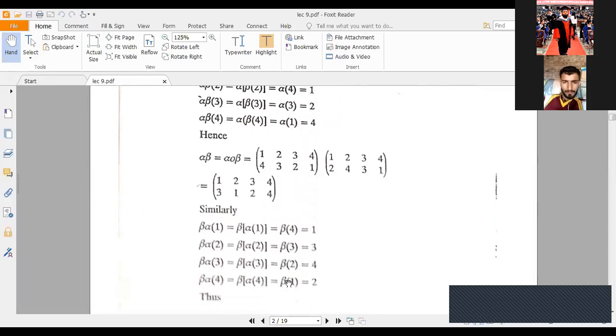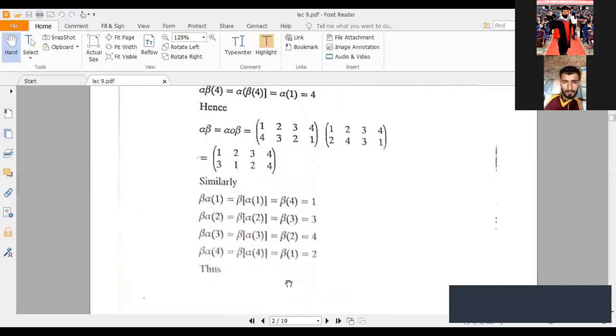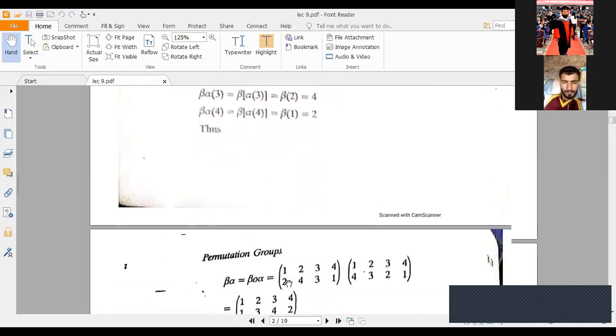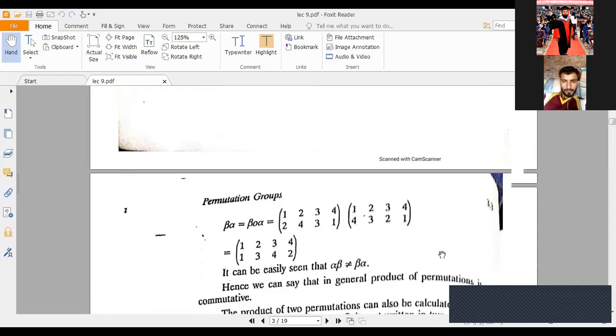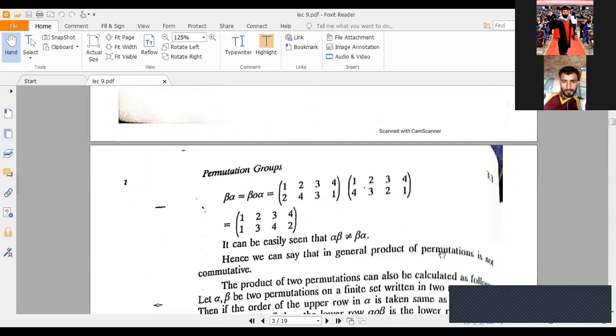Similarly, you can find the product of beta into alpha. This is beta into alpha. Again, we take first alpha here. Image of 1 is 4 and 4 is 1, so 1 goes to 1. 2 is 3 and 3 is 3, so 3. 3 is 2 and 2 is 4. 4 is 1 and 1 is 2. It means 4 goes to 2. Now this is a non-commutative group and that's why in general alpha beta is not equal to beta alpha.